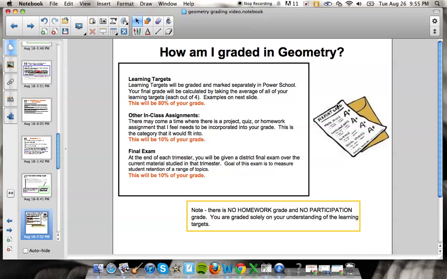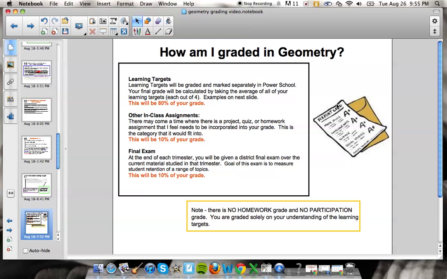You'll also have a final exam at the end of the trimester. This is cumulative, and the goal of this exam is to measure your retention of the range of topics that we have covered in that course that trimester. This will be 10% of your grade.